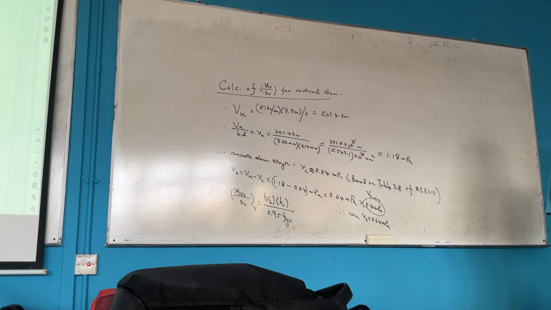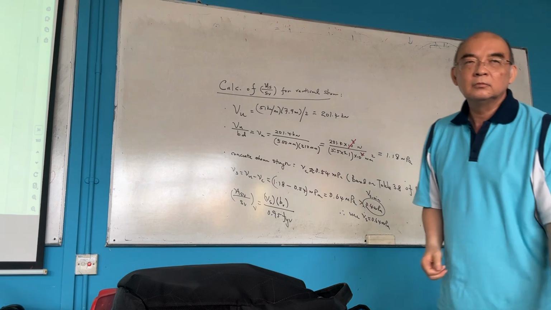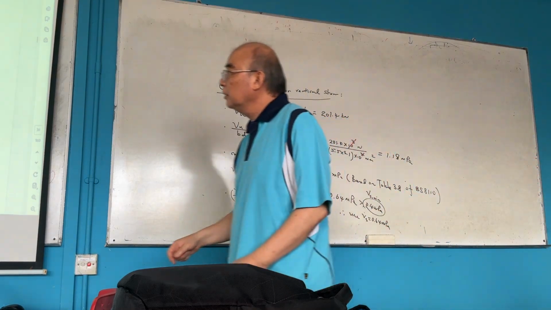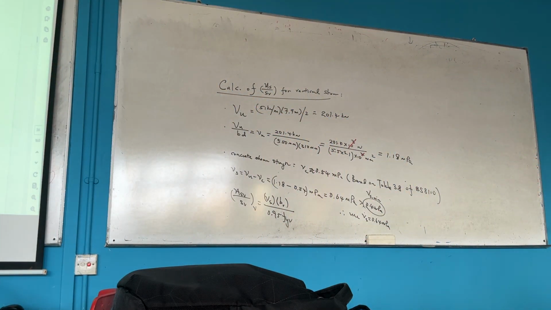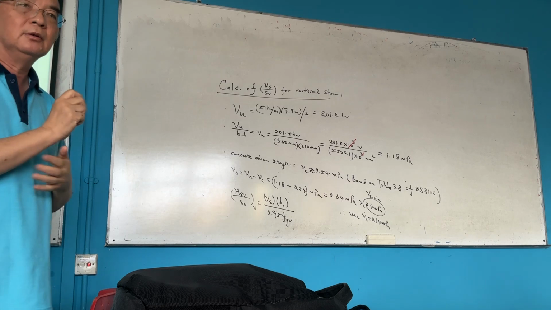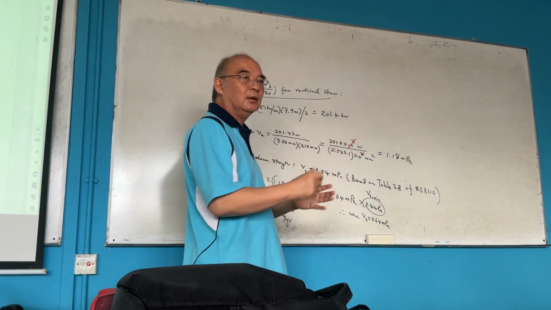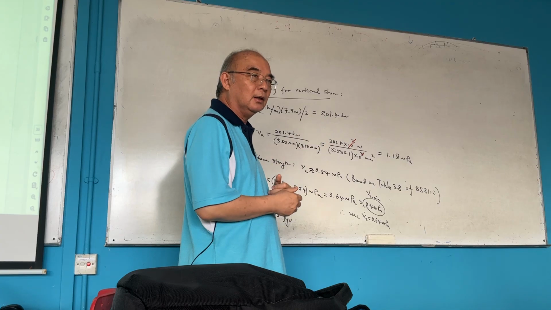Sorry sir, bv from what? bv is just the width. Because here the bv means that it's a vertical shear, b for vertical shear. That means in this case, bv is just equal to b, the width. Understand?